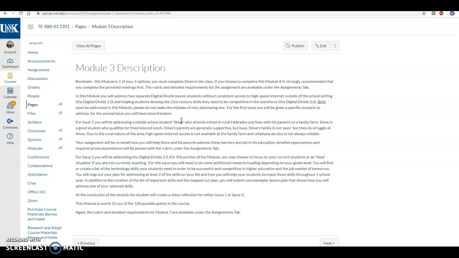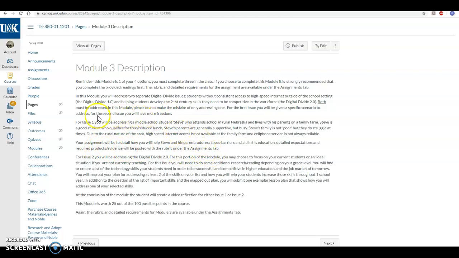And we're talking about high-speed internet access. The digital divide, which is the digital divide 1.0, we're talking about internet access. So you read that in your assignment to detail how you will help Steve and his parents address these barriers in his education. Detailed expectations and required products evidence are in the rubric, so we'll look in a second.